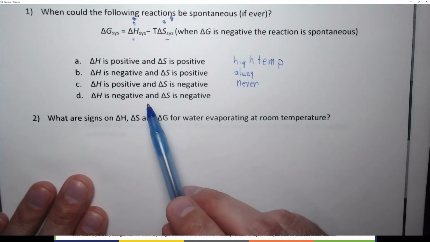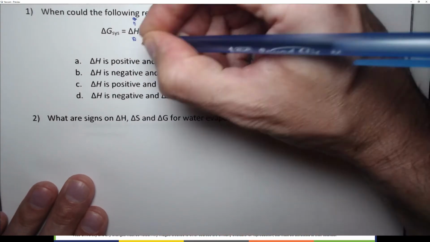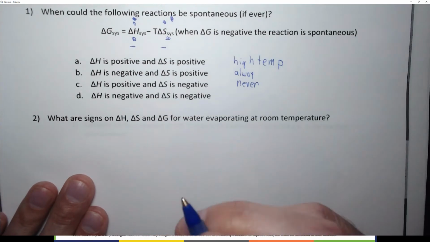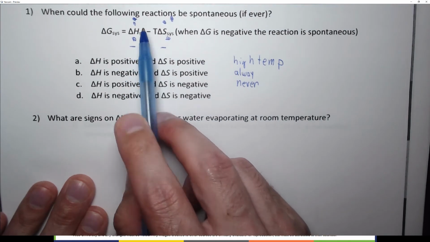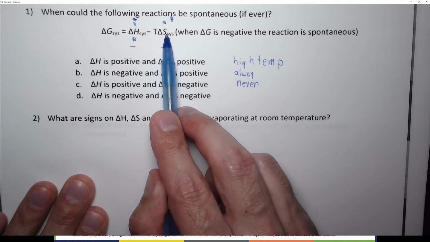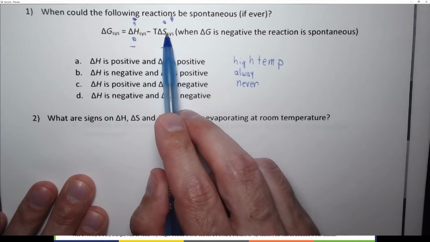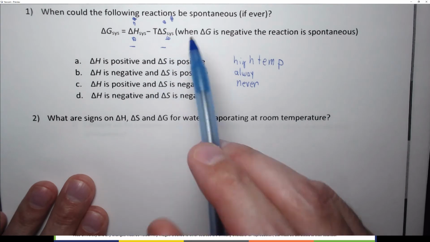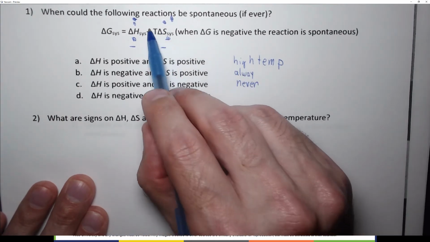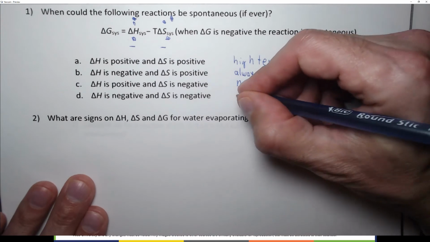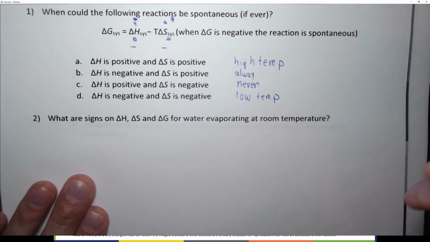What about delta H is negative and delta S is negative? So in this case, we have a negative and a negative. The delta H being negative is favorable towards spontaneity, but the delta S being negative means we have a decrease in entropy, and that's not favorable towards spontaneity. So when is this going to happen? Well, you want to have relatively low temperatures, so that this term doesn't become bigger than this term. So we're going to have this occur at low temperatures.